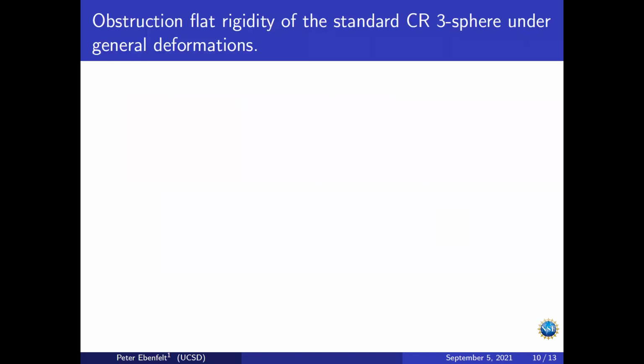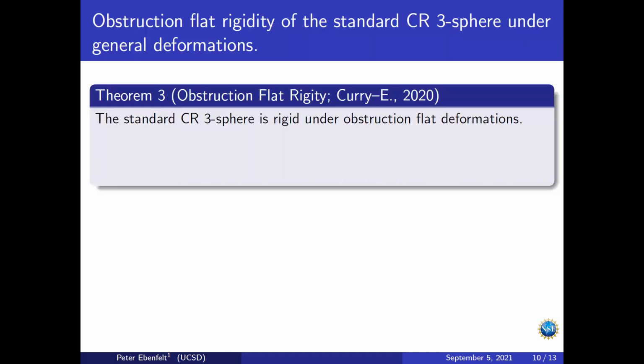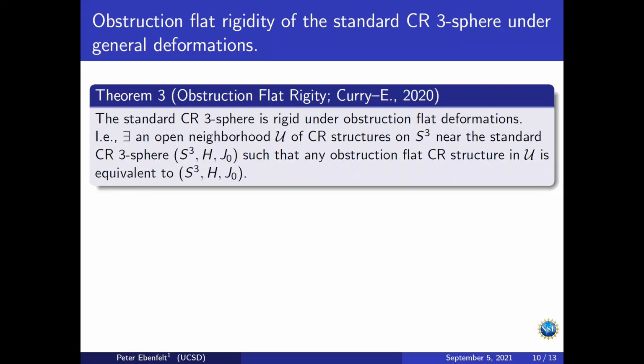Okay, so here's the result. The result is that, in fact, the only thing that's obstruction flat is the standard CR structure in some form. So even though you can solve the linearized equation, you can't solve the nonlinear equation. So you have rigidity. The standard CR3 sphere is rigid under obstruction flat deformations is one short way of saying it. If you want to be more precise, you can say this.